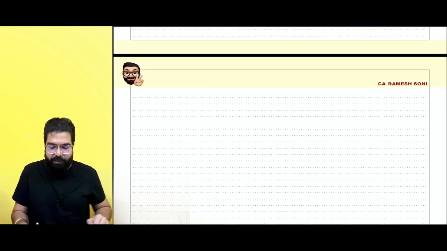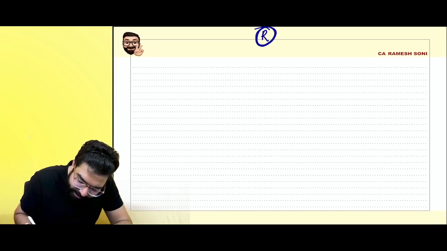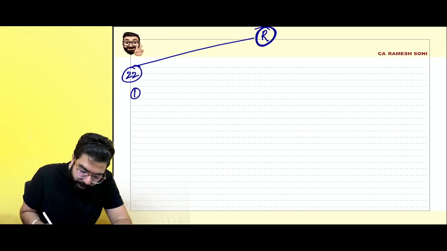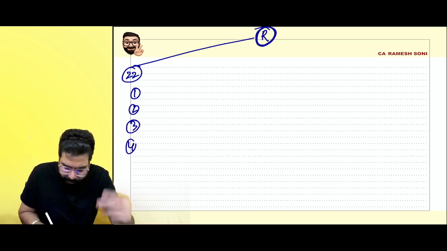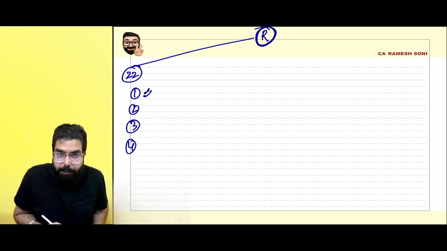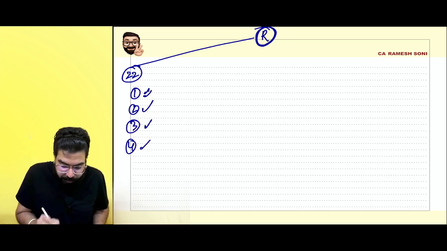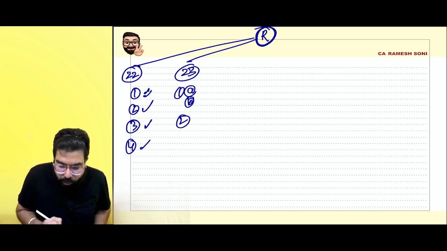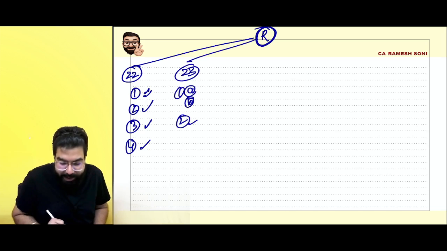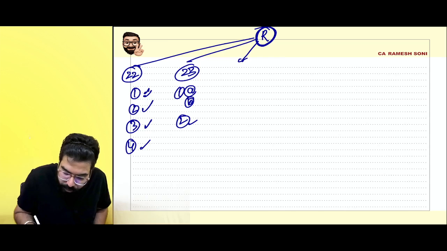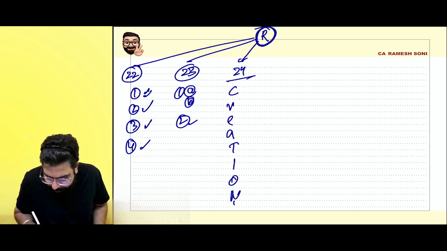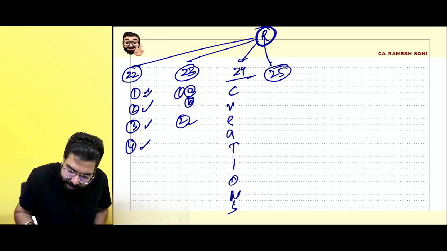Everyone listen to me very carefully. We started learning registration. In registration, I taught you section number 22, sub-sections 1, 2, 3, 4. With me, everyone. Every supplier has to take registration when he crosses the turnover. Existing registered person, transferee: 23(1)(a) I taught you, (b) I taught you, and (2) I taught you. Notified category of people exempted from registration. Section 24, I taught you compulsory registration is required. Section 25, I taught you.